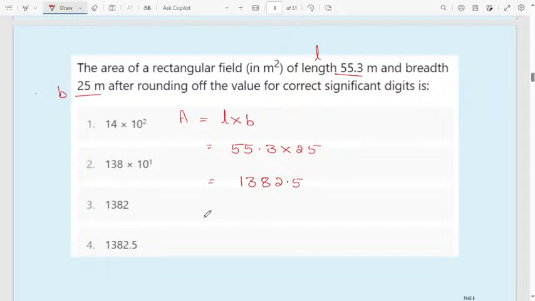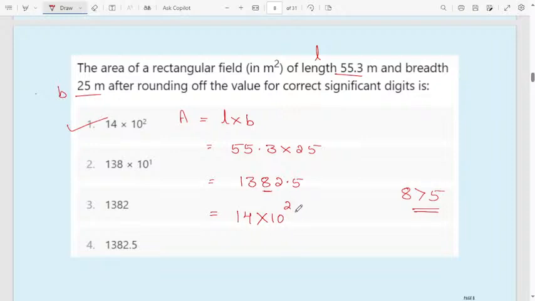How can you round off? When you have the order, we will not consider that order as significant, but we will write according to the order. Then 1382.5, this one we have to round off to two significant figures. After 13, the next number is 8. 8 is greater than 5, so easily I can move to the next number, 14. Then you have two decimal places, 10 to the power of 2. Therefore, the correct answer for this question is 14 into 10 to the power of 2.